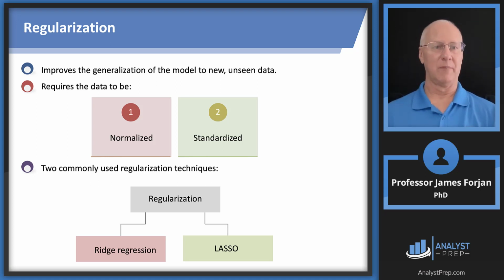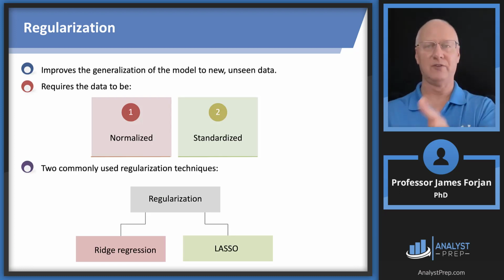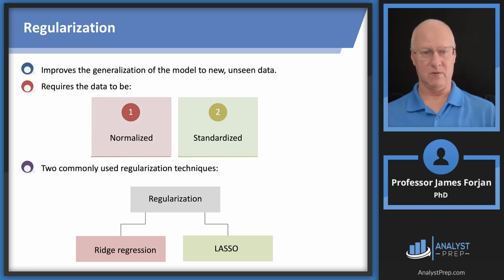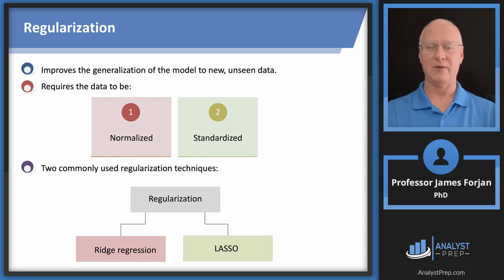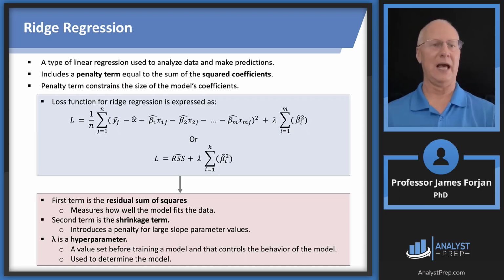Now, remember, we did talk about normalization and standardization. Let me just quickly remind you, standardization, we kind of divide by the standard deviation. Normalization, we divide by the difference between the max and the min. And so that improves the generalization. And how do we do this? Well, once we normalize and standardize, then we're going to regularize. And we're going to do it through Ridge and LASSO. So let's go ahead and talk about Ridge regression.